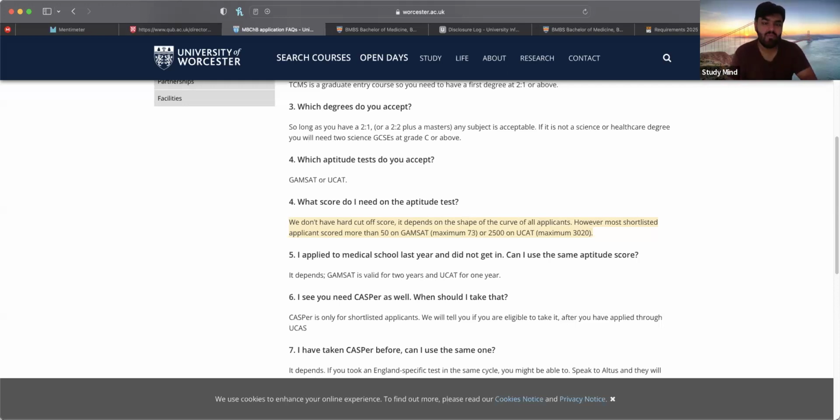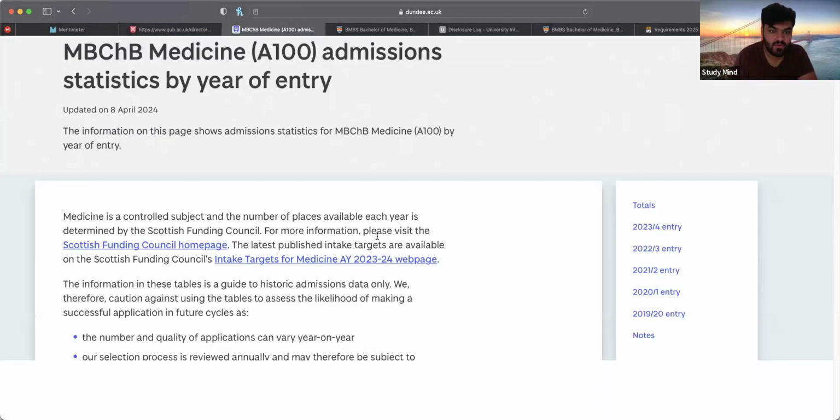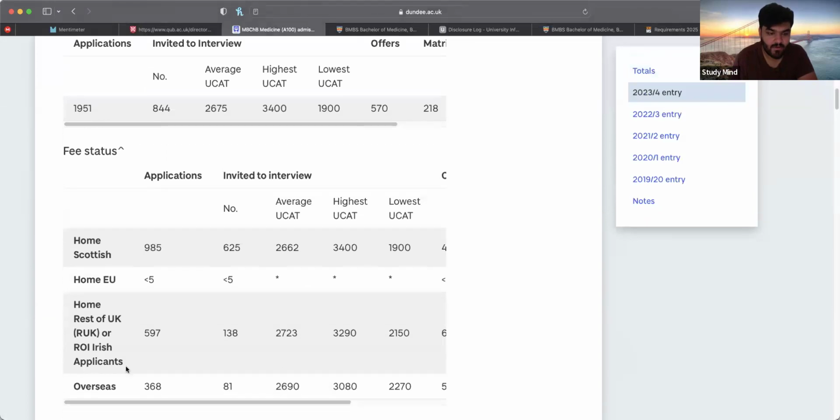I'll give you an example. You'll see this a lot with the other ones too. Dundee's one, and it clearly says up here, home Scottish, 625, invited for interview, 895 applicants. Rest of UK or Irish applicants, 597, 138 invited for interview. So look at the ratios, it's significantly different, right? Now that could be just because of the UCAT scores, but I do feel like the Scottish universities, from statistics that I see, have a preference for Scottish students. Again, this is not something that's written, it's just on the basis of numbers that I'm going off of, okay?